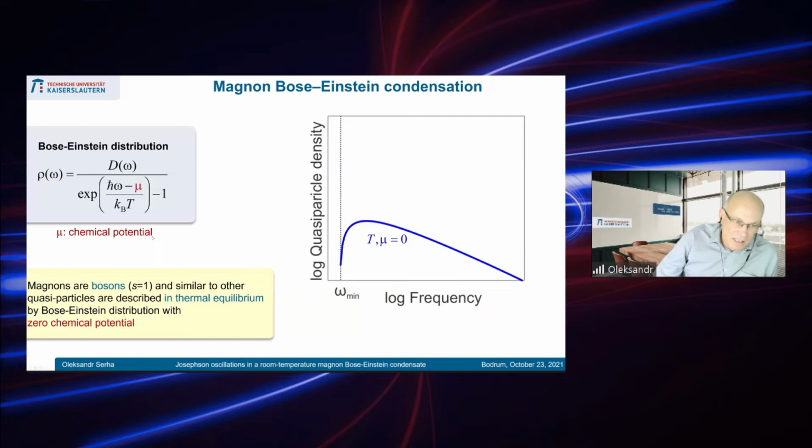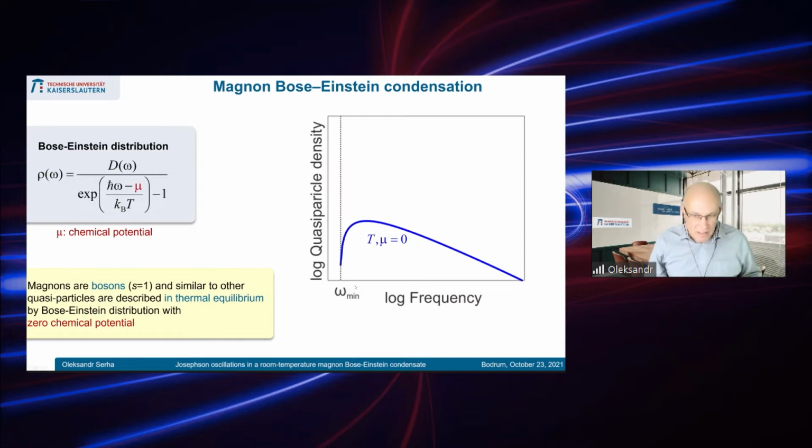And this chemical potential in thermal equilibrium is 0, because particles can be created or thermally annihilated, and the quantity of particles is not conserved, but depends on the temperature of our system, which is the quasi-particles. On the left side, you see the distribution of particles, where here we have the logarithmic frequency, and here the quasi-particle density. I should draw attention to the fact that there is a minimal frequency in the system, and this frequency is not equal to 0, because we can change this frequency by application of the external magnetic field. So it will be the gyromagnetic ratio multiplied with the magnetic field value.